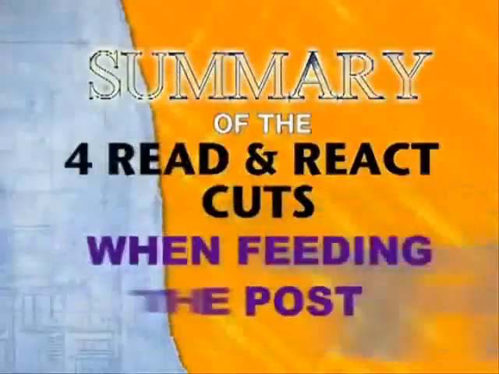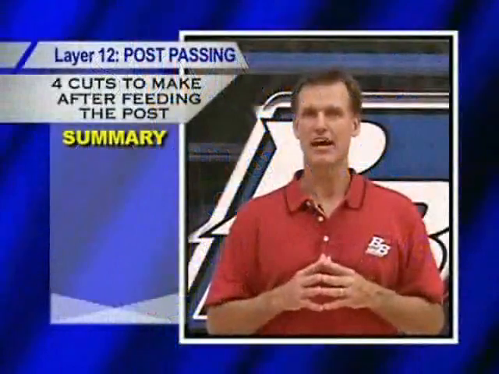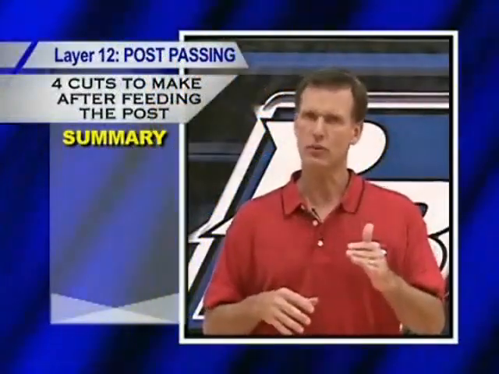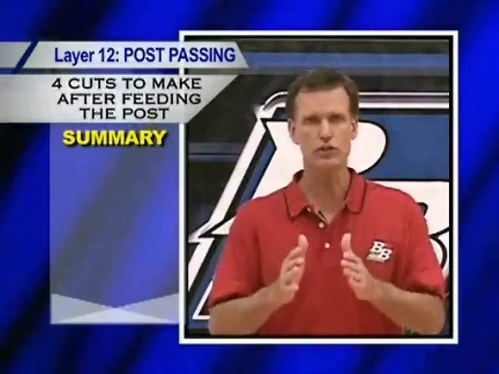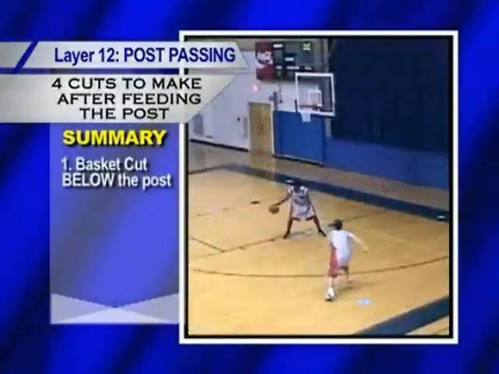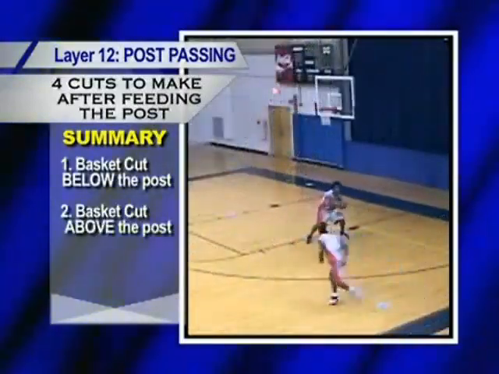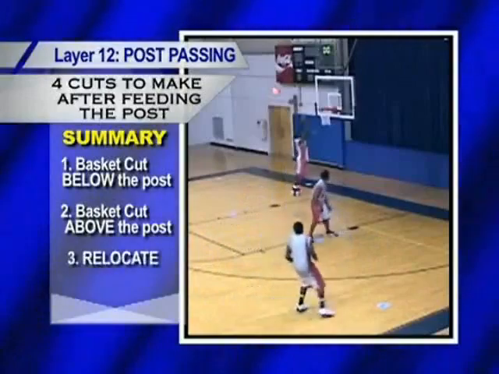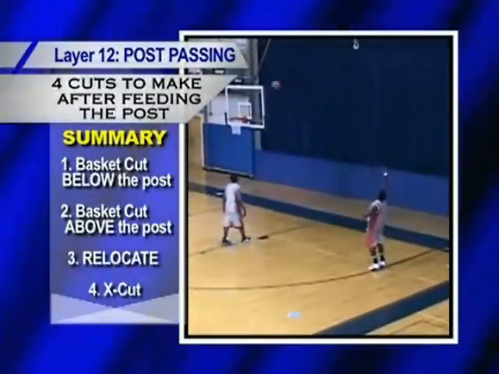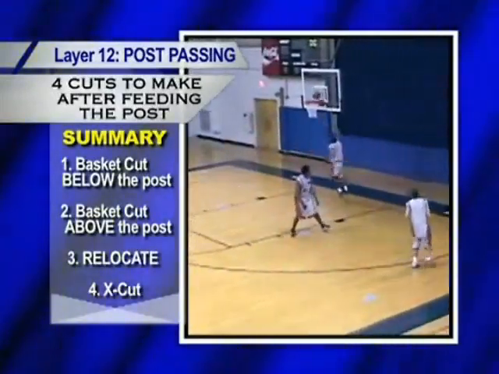Summary of the 4 read and react cuts when feeding the post. Let me sum up the habits for the player who passes to the post. And again, these are the reactions that must be drilled until there's no thinking on the part of the players. He could basket cut below the post. He could basket cut above the post. He could cut east-west and relocate in the corner. Or he could cut east-west and screen for a perimeter teammate.